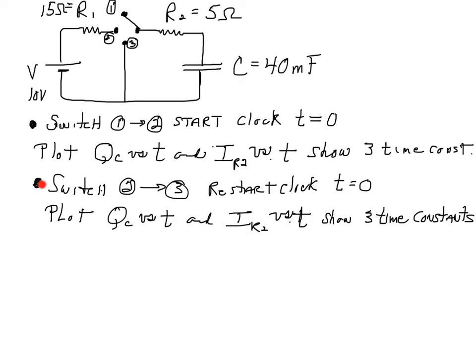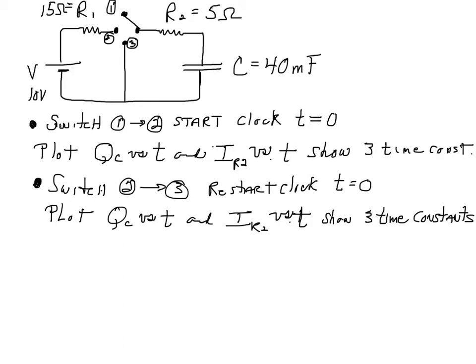And then once we've done those 2 plots, you're going to take the switch closed at 2 and bring it down to 3. So we'll switch from position 2 to position 3, and we'll restart the clock at t equals 0. And once again, we're going to plot QC as a function of time, the charge on the capacitor, and the current through resistor 2, also as a function of time, showing 3 time constants. So that's 4 graphs, 2 different situations.